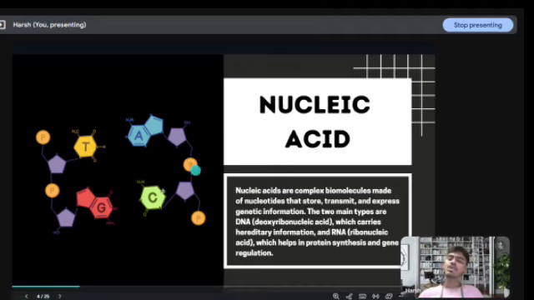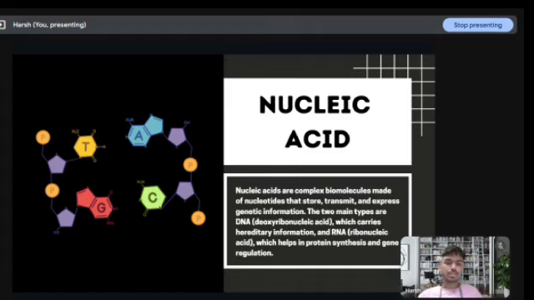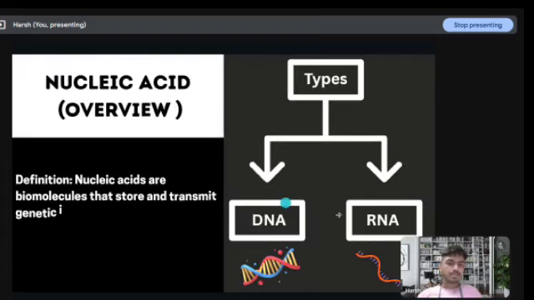So, what is the function of these nucleic acids, DNA or RNA? They help in protein synthesis, gene regulation, and expression of genes. Whatever genetic information is there is stored inside these nucleic acids. As I said, there are two types: one is DNA, one is RNA.